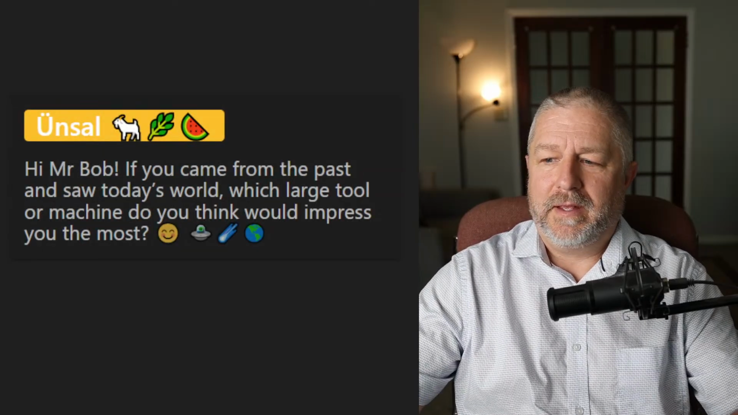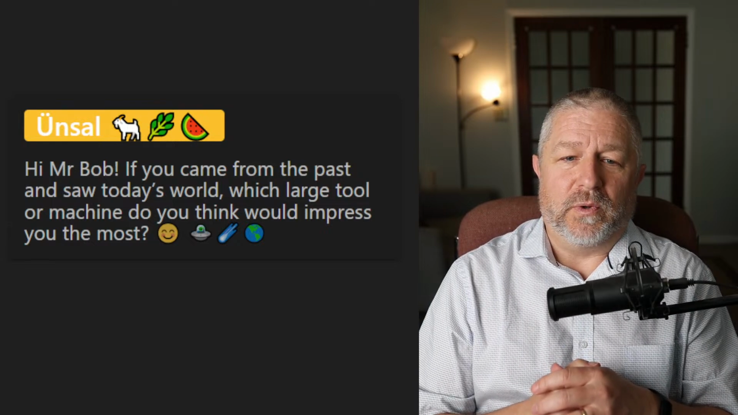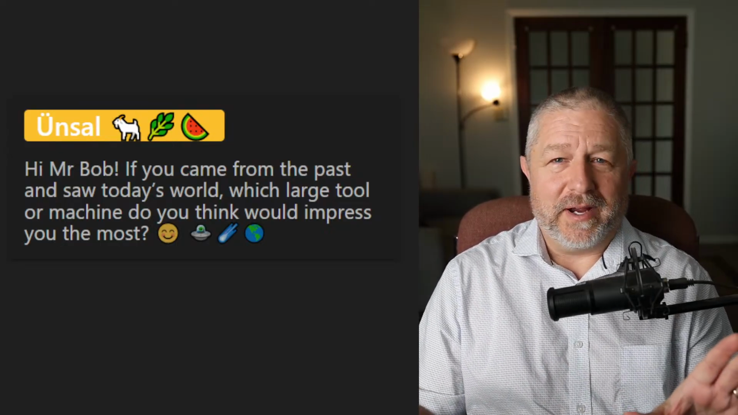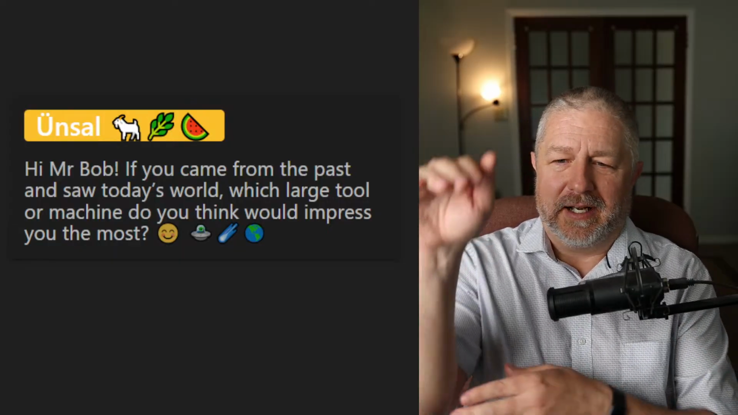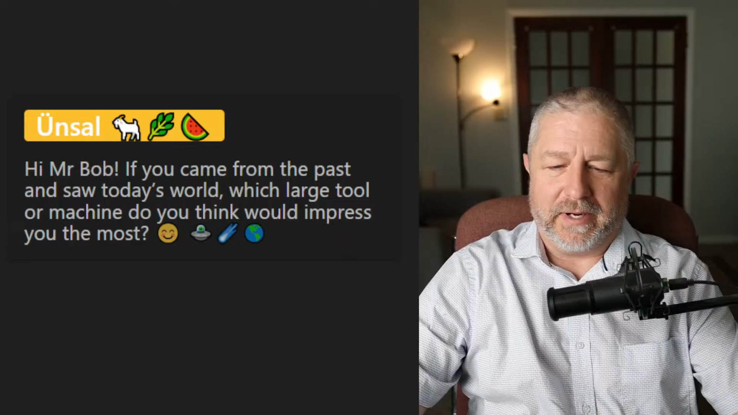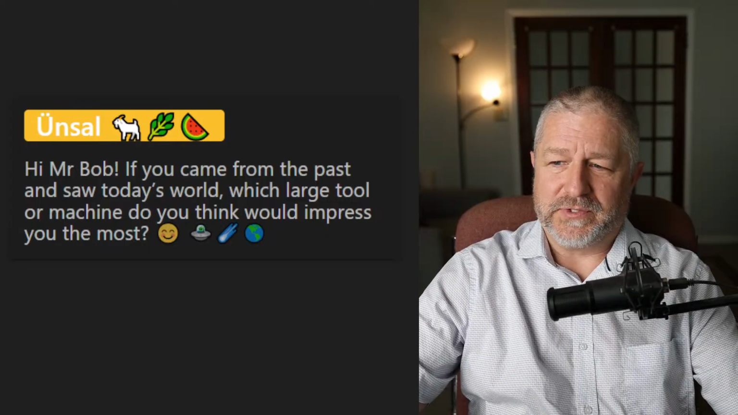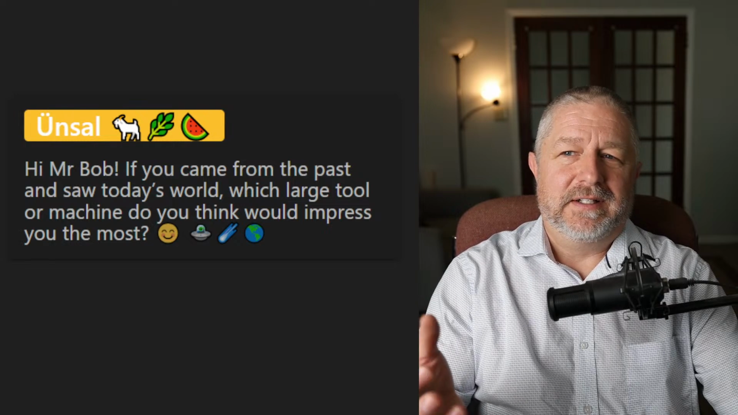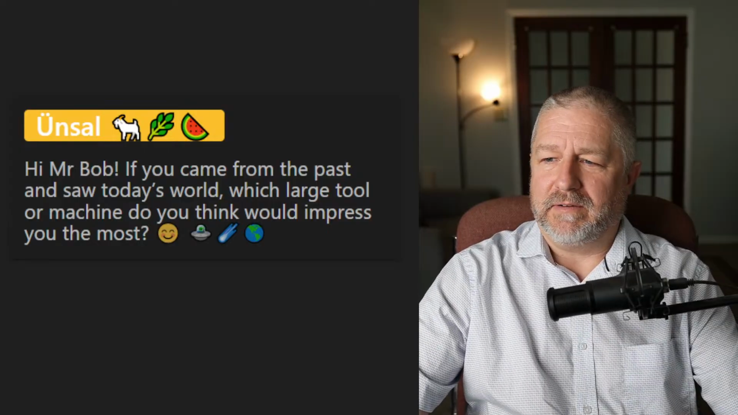From Unsel: Hi, Mr. Bob. If you came from the past and saw today's world, which large tool or machine do you think would impress you the most? So some of you might laugh at this. If you ever played GeoGuessr with me, I think excavators are amazing machines. An excavator is a machine with a huge arm and a bucket that can dig a hole in the ground. When we played GeoGuessr live, which I might do again, by the way, once a month, we'll see, often I would see an excavator and I would get excited. I just love machines that can move dirt, like dump trucks, excavators, backhoes. Those are very, very cool.